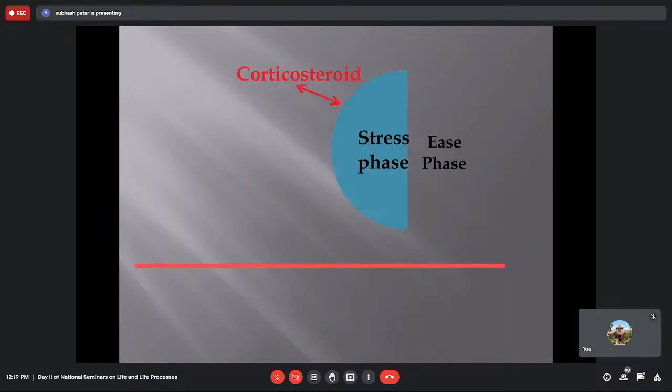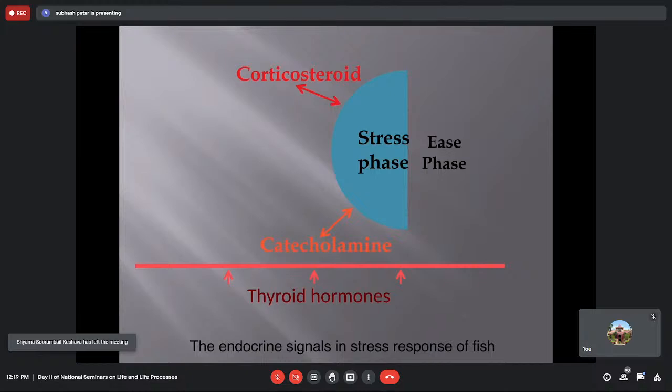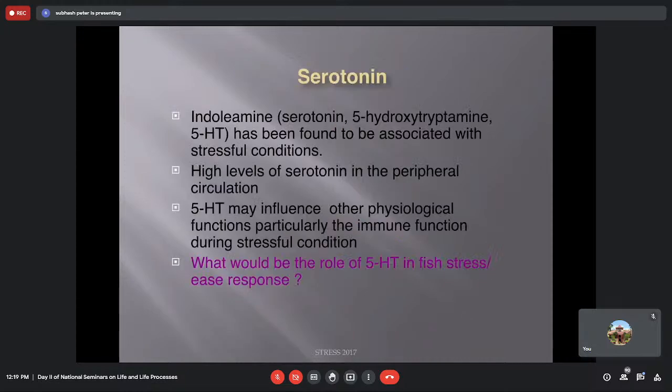So classically we look at corticosteroids and catecholamines, along with the thyroid hormones, determining the stress phase of a fish. And we don't have much knowledge on the ease phase. So that's the reason we are looking at serotonin. So let me look at serotonin. I will be talking about the three important molecules and how they promote the ease response, so that the magnitude of the stress response can be reduced and make the animal come to a recovery phase.